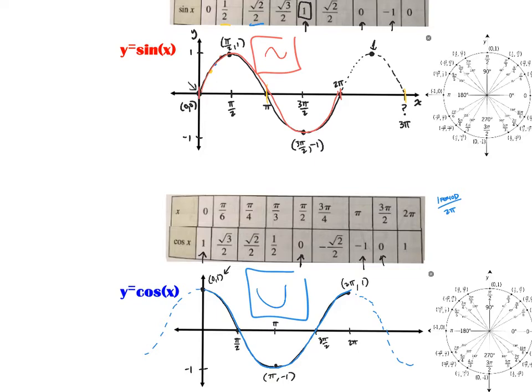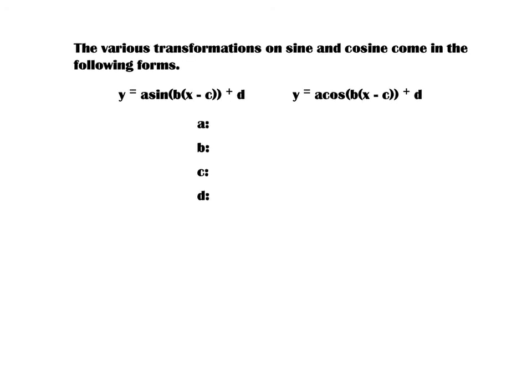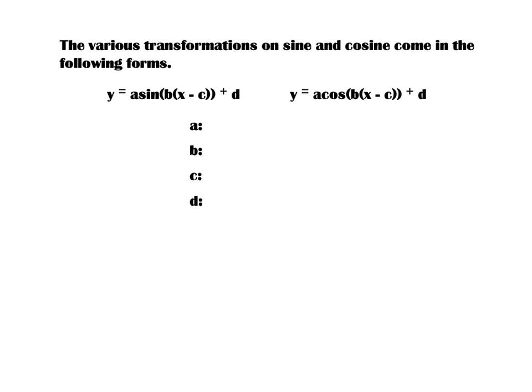Okay, so let's continue on with some transformations. Okay, so the various transformations that can be performed on sine and cosine come in the following form. Okay, I want to isolate or identify A and B and C and D. Okay, so there's nothing different between these two equations other than the fact that one has a sine and one has a cosine. But both of the equations, the values for A, B, C, and D do the exact same transformations. Everything is the same, it's just the original parent function. So we're going to perform parent function transformations on sine as well as on cosine.